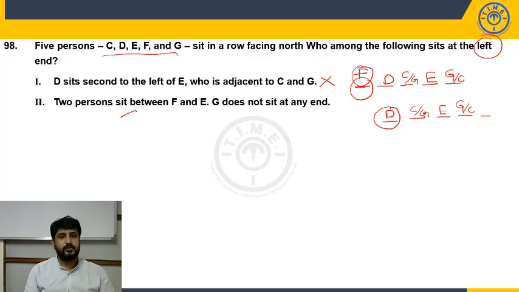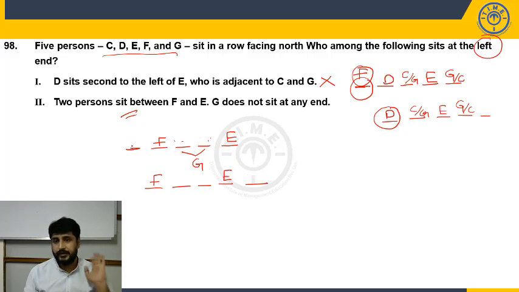Now let's check the 2 alone. 2 persons between F and E. So F, 2 gaps, E. G does not sit at any end. So G can be here or G can be here. One of these two. But by using this, can you confirm who sits at the left hand? No. The one gap can be here, or the one more person can be here. So either F can be at the left hand or some other person. So we cannot say.